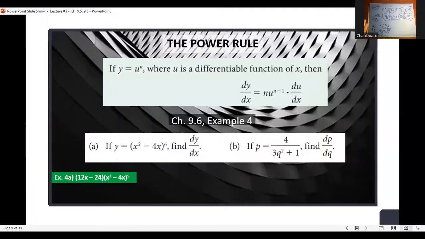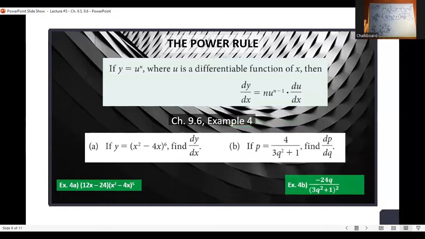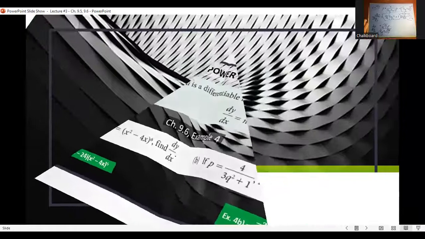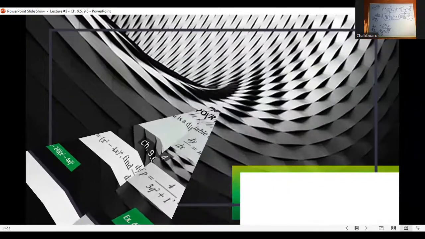Here are our solutions, as you saw earlier when we went through them. And there's the other one. I think I forgot a negative in there, didn't I? Yeah, I did. There should be a negative in there.